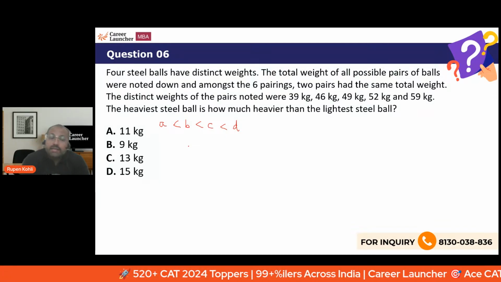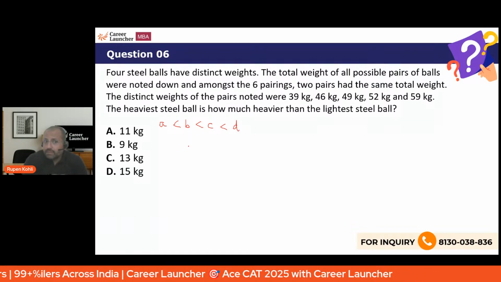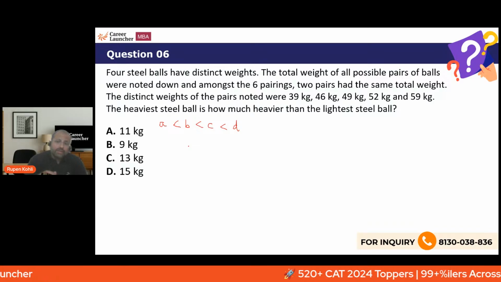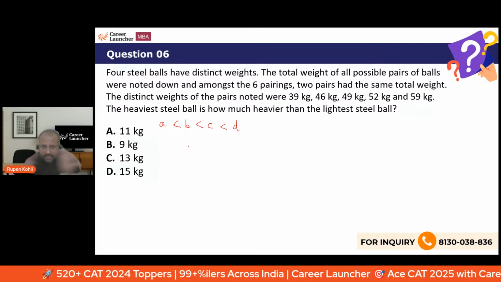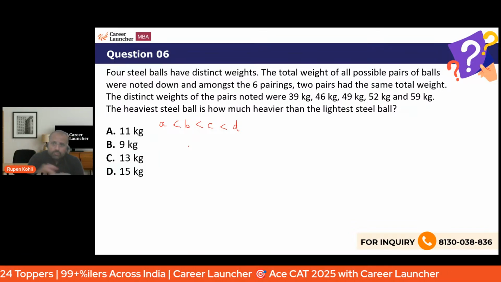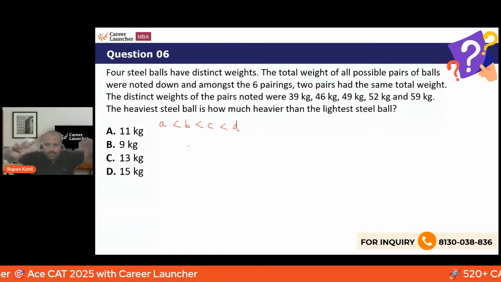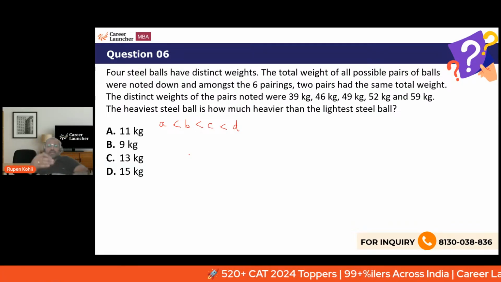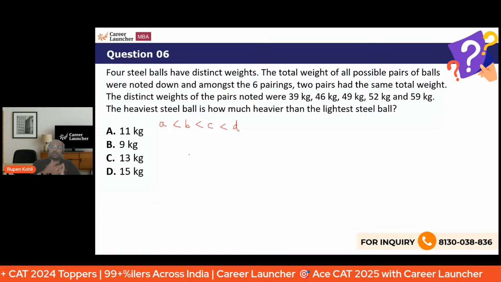Okay. The distinct weights of the pairs noted were 39, 46, 49, 52, and 59. Five values are given. So although we need six values, only five are given. So he's saying, in fact, he has told us directly, two pairs had the same total weight. So one of the values will repeat, right? There are two different pairs of balls which weigh the same. So for example, maybe something like A plus B equals C plus D. And that is why he's giving us five of those six. I mean, all six numbers we know, but of them, two will repeat. So five of the values are given to us.